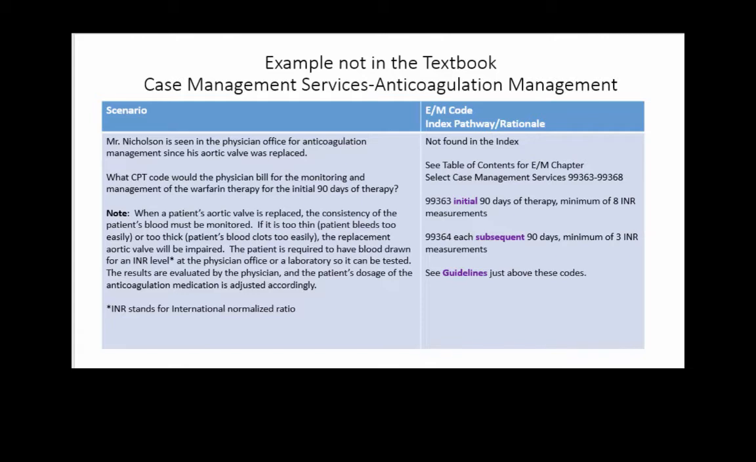of the anticoagulant. The test that's conducted is called an INR, or a blood Coumadin test, because the physician is looking at those values for the INR to determine and adjust the patient's Coumadin medication. The results are evaluated by the physician, dosage is adjusted. So in this case, Mr. Nicholson is seen in the physician's office for anticoagulation management since his aortic valve was replaced.